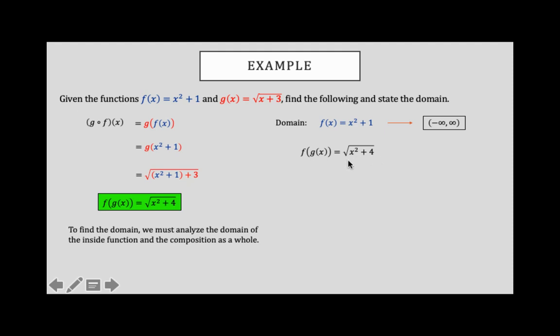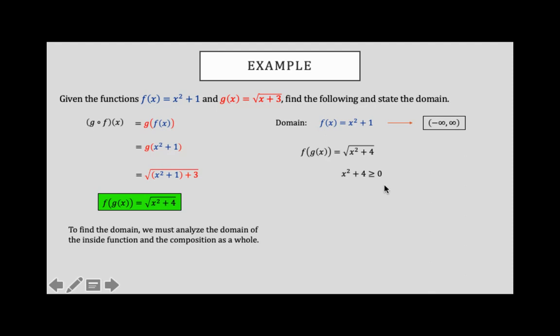We know that the value inside of the square root must be greater than or equal to 0. So turn that into a mathematical expression. Here we have the inequality: x squared plus 4, that's the value inside of the root, is greater than or equal to 0.